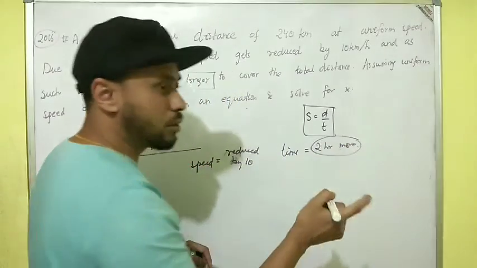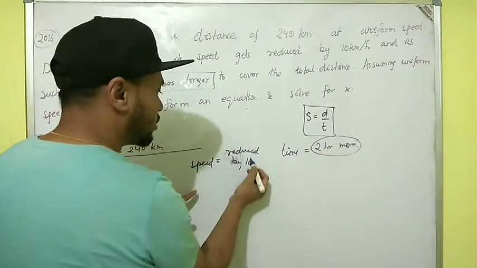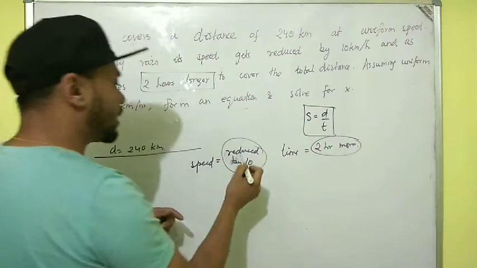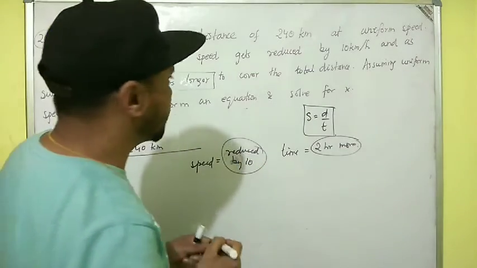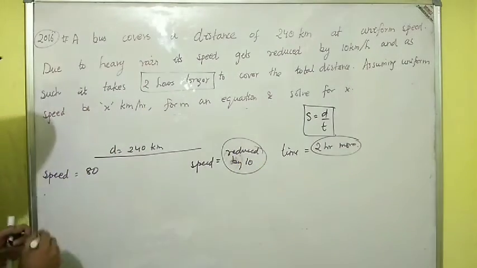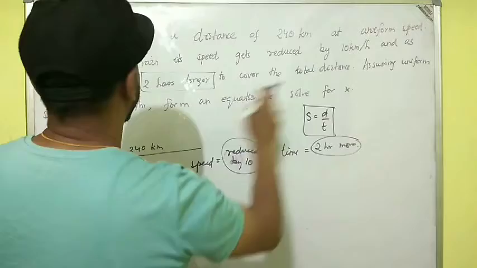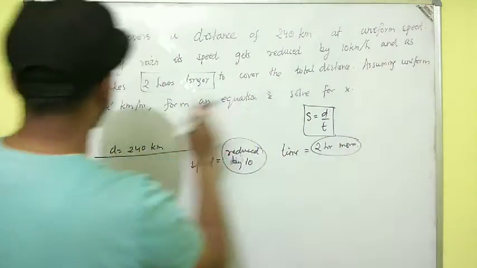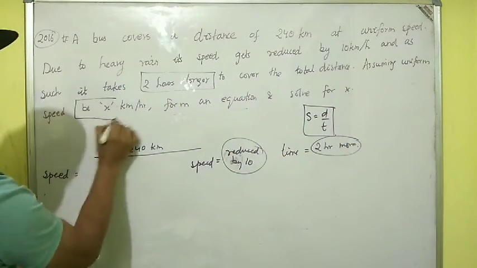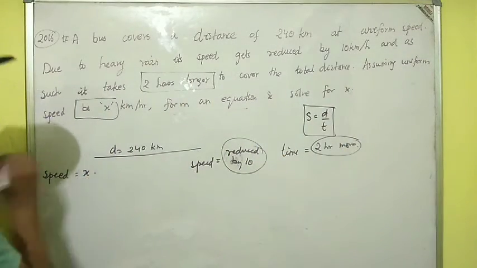Alright, time is not 2 hours, but it takes 2 hours more, and speed is not 10, but it is reduced by 10, okay, kilometer per hour than the original. Okay, now to cover the total distance, assuming uniform speed to be x. So let us take uniform speed be x.